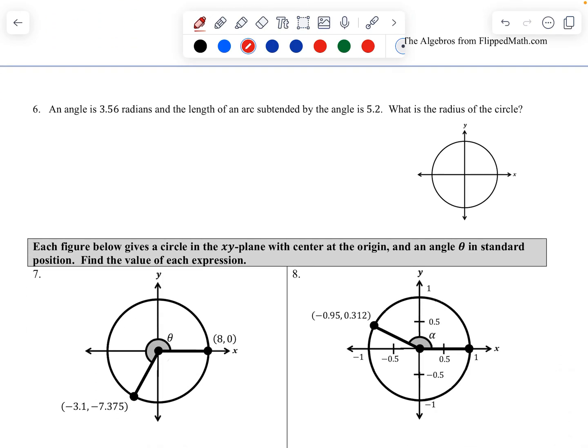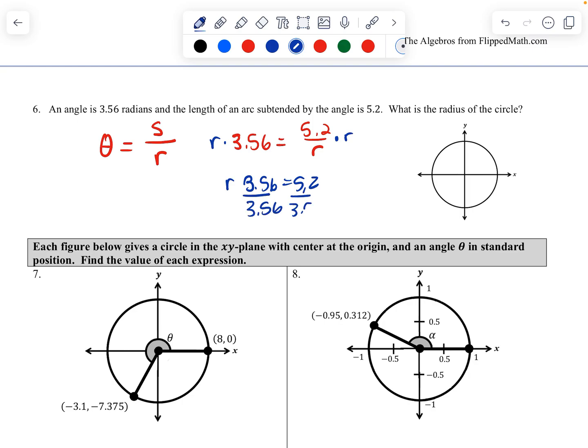Okay, this next one, an angle of 3.56 radians, and the length of an arc subtended by an angle is 5.2. What is the radius? So again, our angle equals arc over our radius. So our angle is 3.56, 5.2 over r. So let's see, times r. So r times 3.56 equals 5.2, divided by 3.56, and r equals 1.46.